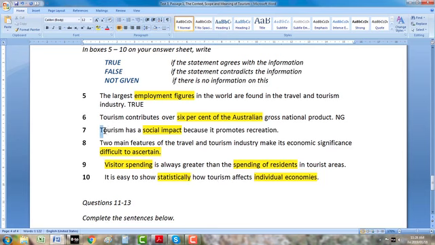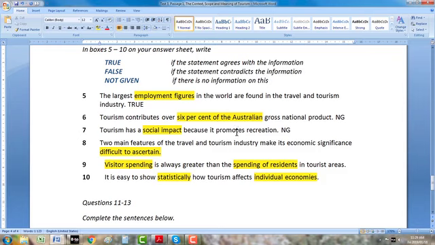This is one area where students will get confused. This is actually another not given. Many students will say, no, but the text says it promotes education. That's why it has a social impact, and therefore it's false. But no, because recreation and education, they don't have to exist one or the other. Recreation and education can both exist in the world.